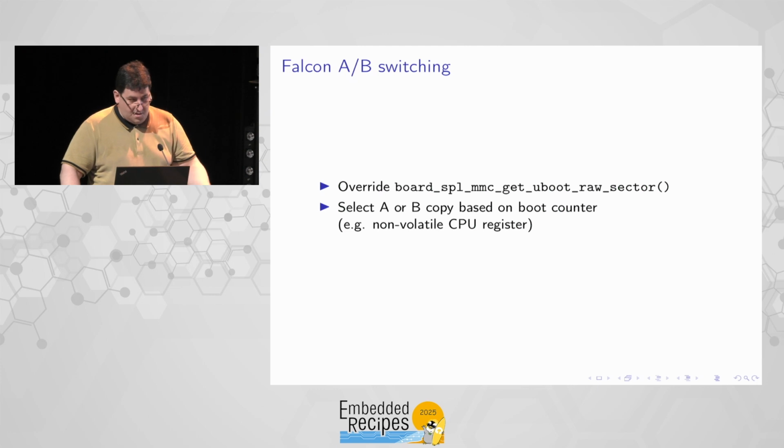Finally, A/B switching. This has to be hard-coded into the SPL. Override this board-specific function in your board port, and select which of the A or B copy of the Linux kernel you would like to boot from whatever offset in the MMC. So it's, again, a matter of implementing one function in the SPL.